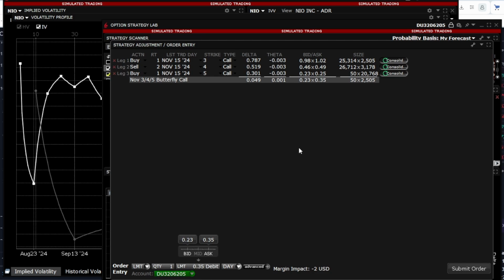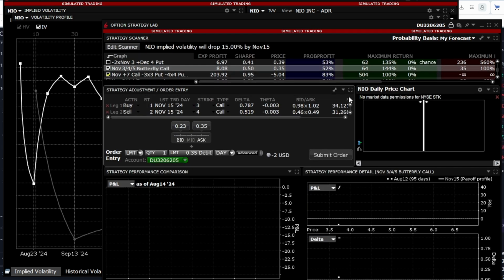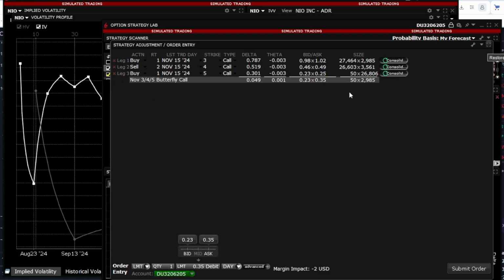The suggestion is to buy one call option with a strike price of $3 for November, sell two call options with a strike price of $4 for November, and buy one call option with a strike price of $5 for November. This is a type of butterfly strategy, and I must say it's a very interesting one, but it requires active management. You can really profit from a decrease in volatility with this strategy, but again, it's important to buy and sell options at the right moment.